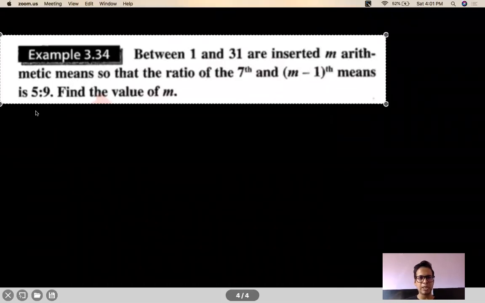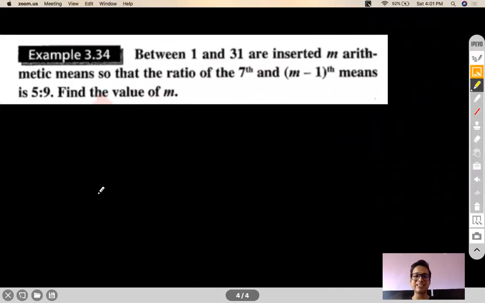Between 1 and 31, m arithmetic means are inserted, so that the ratio of the 7th and the (m minus 1)th means is 5:9. Find the value of m. Let's do this problem. Put your response on the chat box.